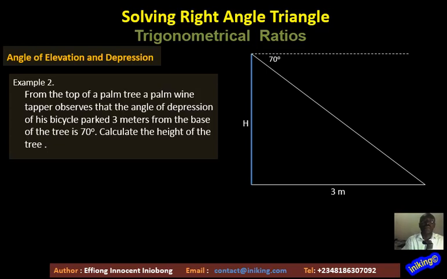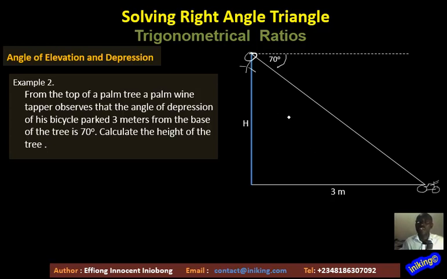Let's look at that diagram beautifully. Here we have the man, or the palm wine tapper, there. And that's his eye level, dotted. In order for him to focus on his bicycle, which is parked somewhere there, that's his bicycle, what does he do? He has to depress his eye level down so he can take proper view of his bicycle. And that angle we are told is 70 degrees.